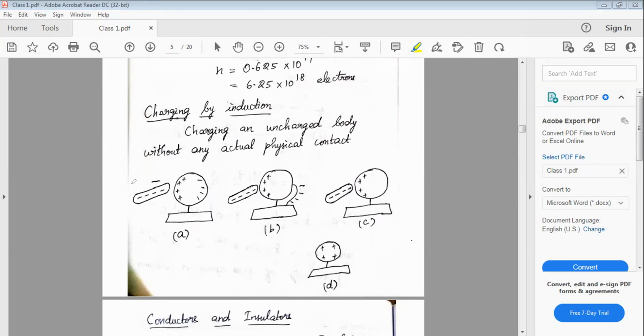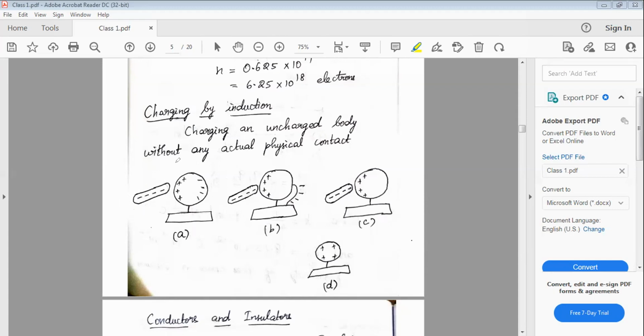So this is a charged glass rod. It is full of negative charges, as you see here, with the minus signs on this glass rod. When you bring this negatively charged glass rod close to the sphere, the sphere is initially uncharged. After seeing these negative charges, the positive charges in the sphere move forward towards the negatively charged glass rod.